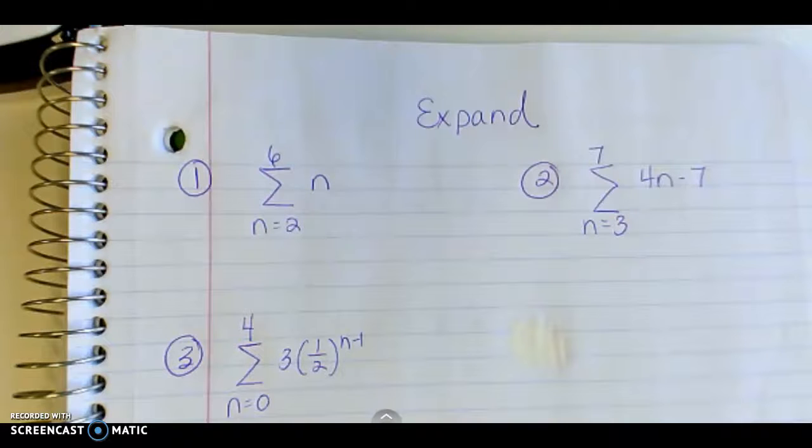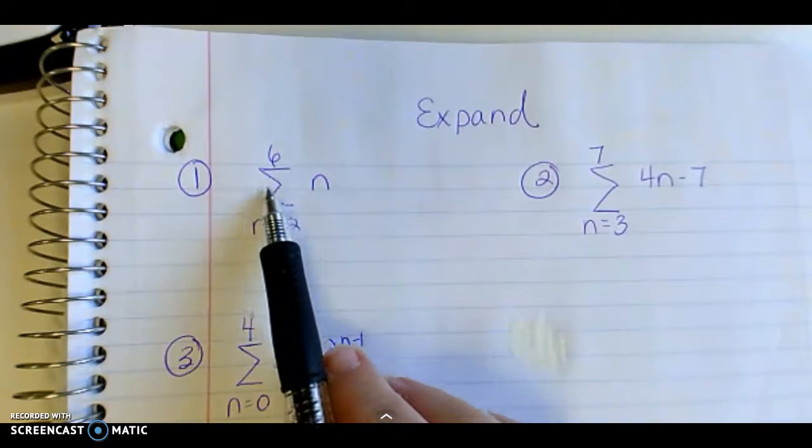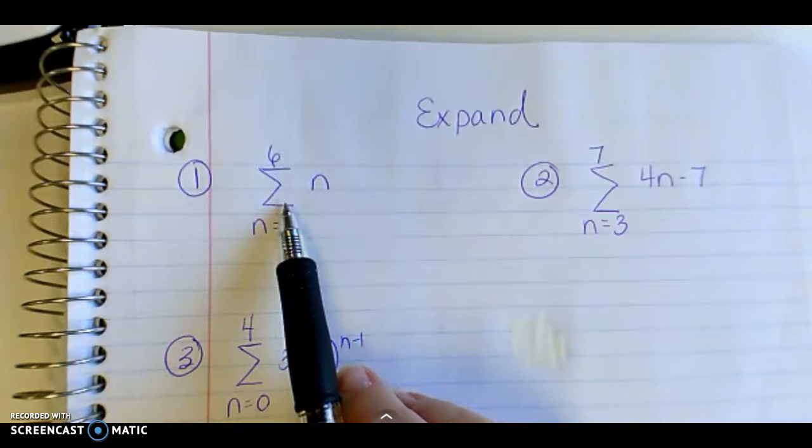We're going to do some problems with sigma notation. We're going to talk about what sigma notation looks like, how to expand things that are already written in sigma notation, and how to write things in sigma notation. So this symbol here is the sigma, and what it represents is sum.